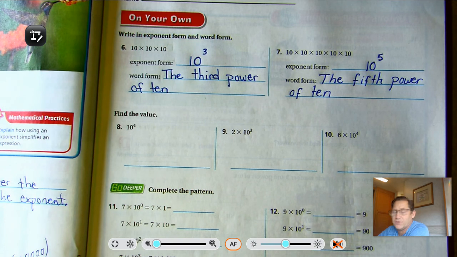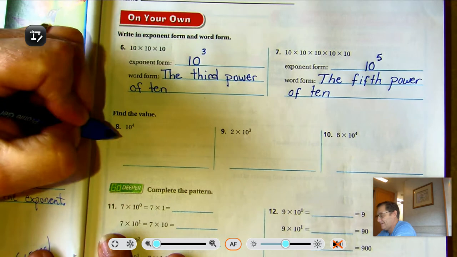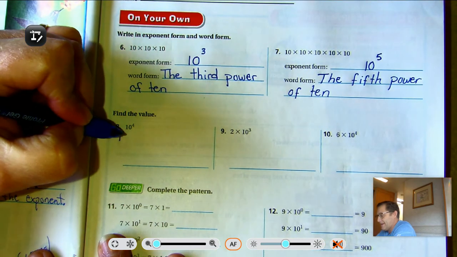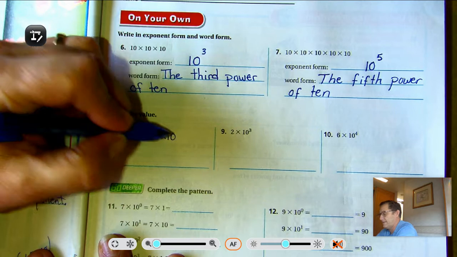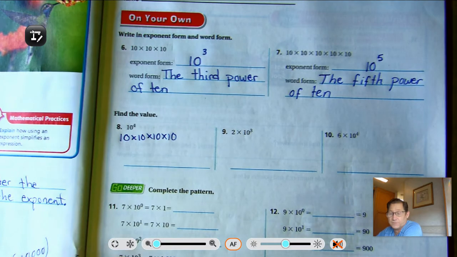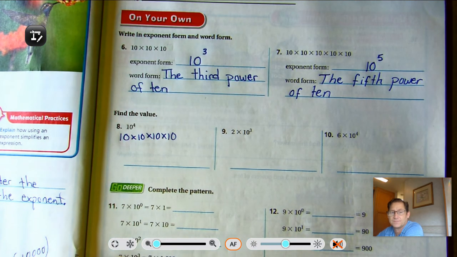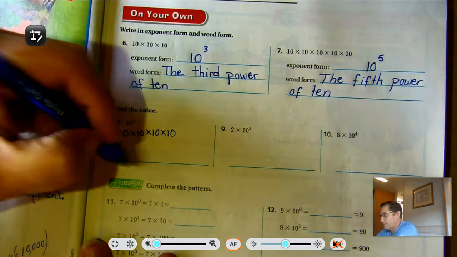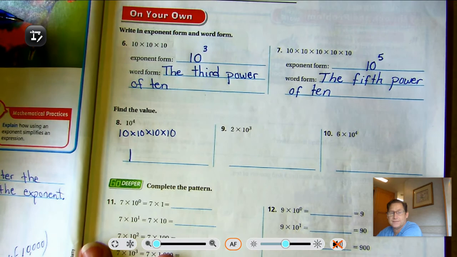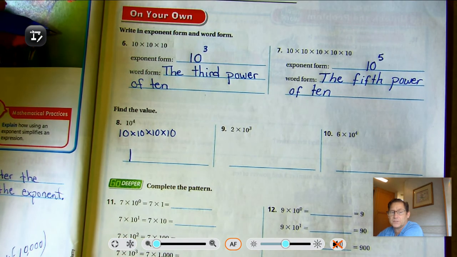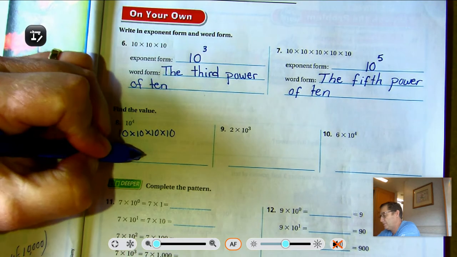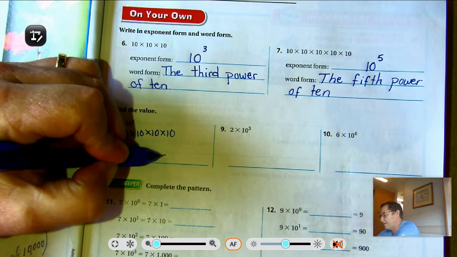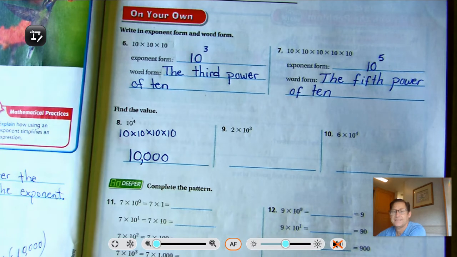All right, find the value of the fourth power of 10. So that would be 10 times 10 times 10 times 10. That's what the fourth power of 10 means. Well, the answer would be 1 followed by how many zeros? It would be the same number of zeros as in the exponent. There's 4. So 1, 2, 3, 4. 10,000.